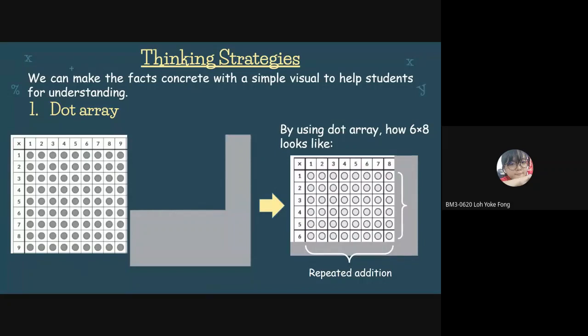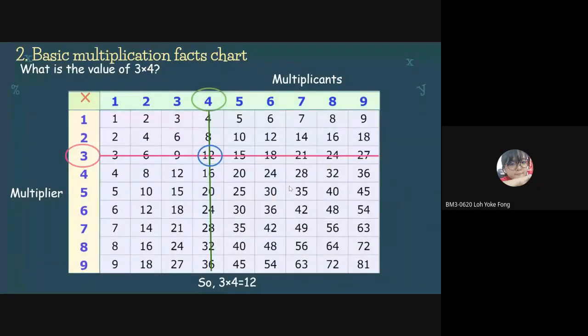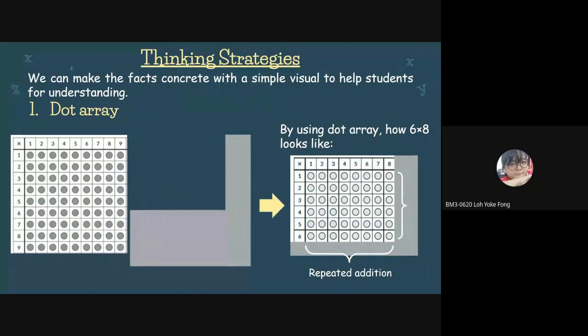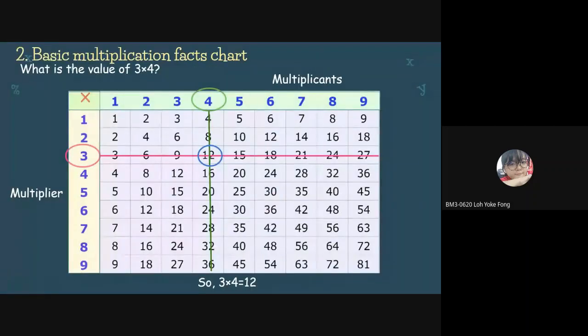Because 6 is the number of groups and 8 is the size of the group, students can count the dots on the table there. So they will see they need 6 groups of 8 to get 48. This also means repeated addition. Then next slide.